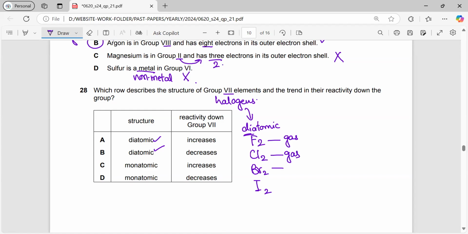Then, as for the reactivity, if we see, fluorine is a gas, chlorine is also a gas, bromine is a liquid, and iodine is solid. So it means as we go down, it becomes harder and harder to react. So the reactivity decreases. Reactivity is how easily they react, the ability to react. And for the halogens, the ability to react decreases as we go down.